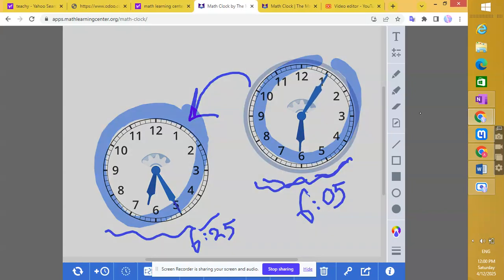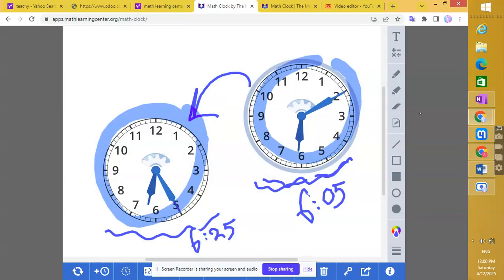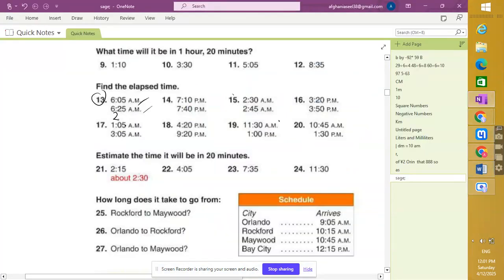So let's count. This is 6:05, 5 minutes, another 5 minutes. So far, we have 10 minutes, another 5 minutes. So we have 15, and then another 5 minutes. Oh, I got 6:25. So I needed how many minutes? 20 minutes exactly. So here, the time is 20 minutes. Why just minutes? Because we are in the same hour. We did not move from 6 to 7. I mean 6:05 to 7:25. No, we are in the same hour.